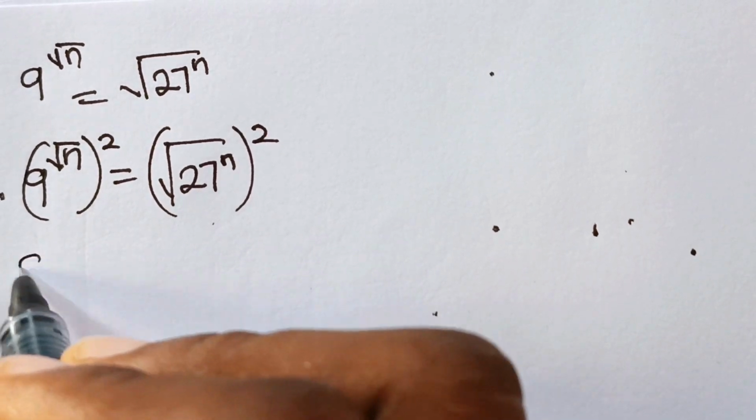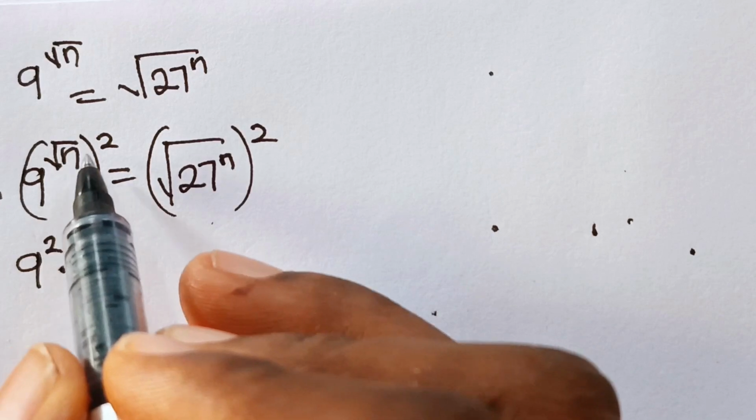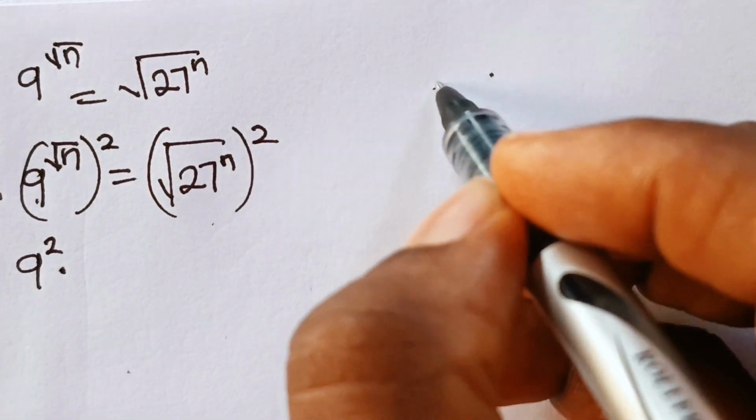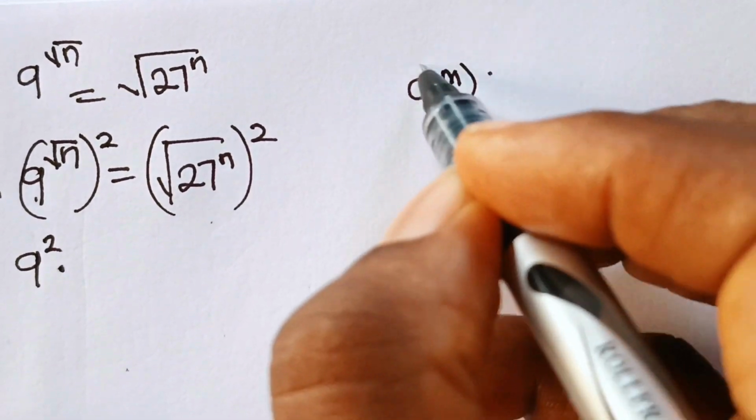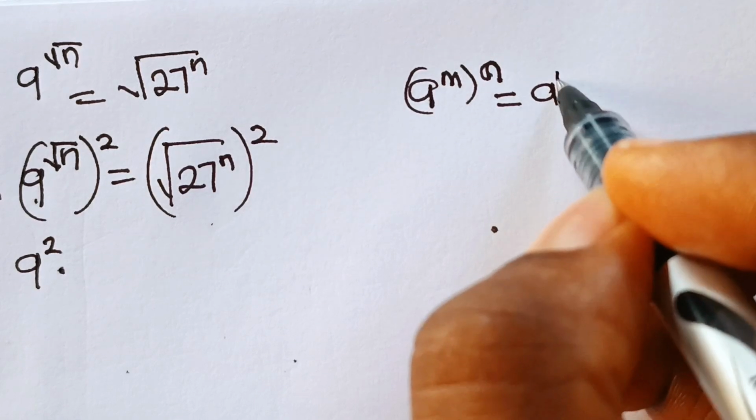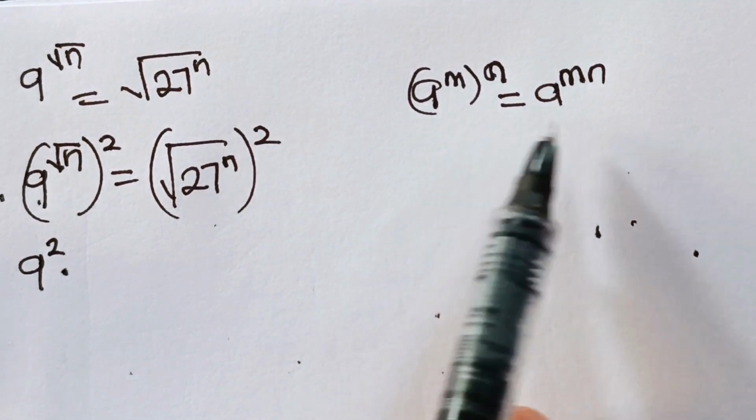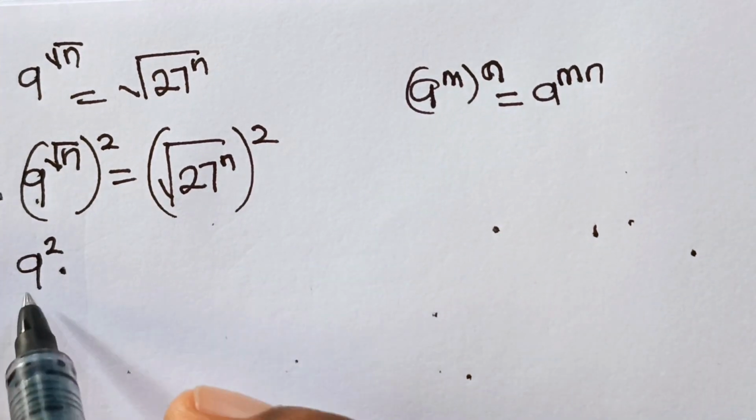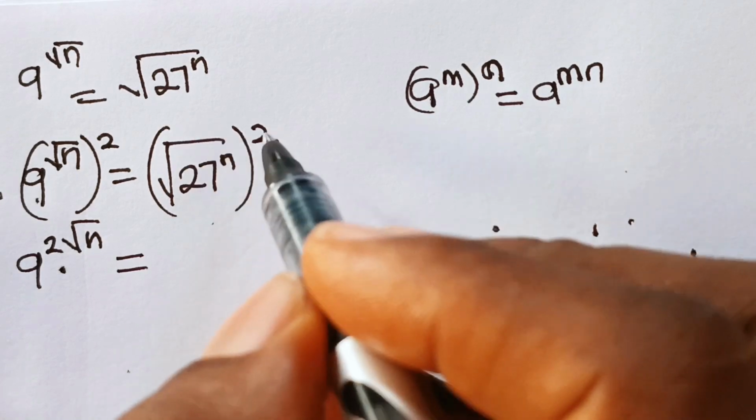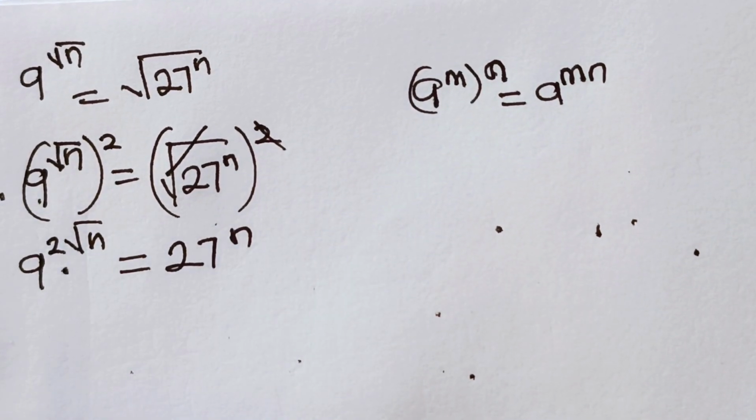Now what we have here is 9 squared, because we have two powers on a number. When you have a to the power of m raised to the power of n, this is equal to a to the power of m times n. So we are going to relate this to what we have here. This is the same thing as 9 to the power of 2 root n, is equal to, this is going to cancel this, we have 27 to the power of n.